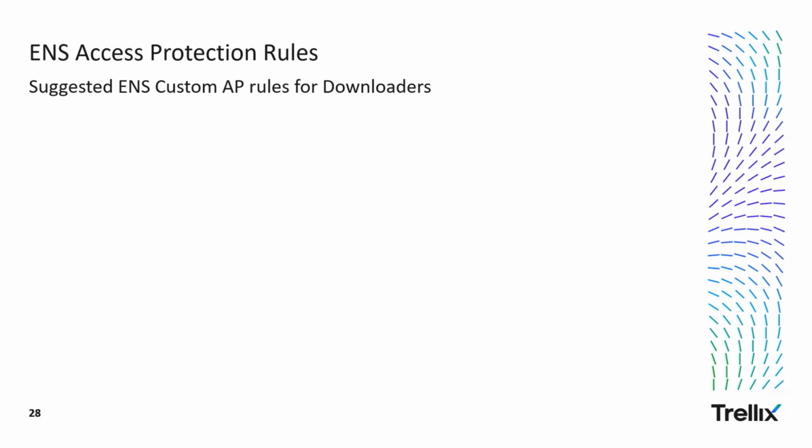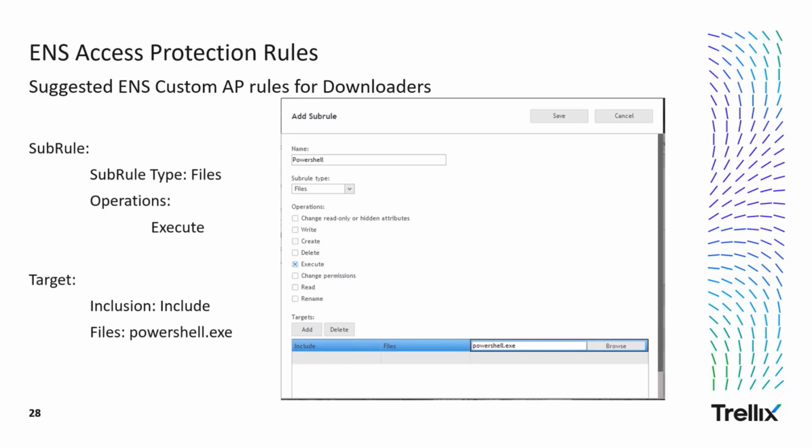Now moving right along to our subrole, what we want to prevent here is MSHTA from executing PowerShell.exe. So in this case, the subrole name is PowerShell. The subrole type is files. The operations is execute. We have an inclusion of include, and our files is PowerShell.exe.